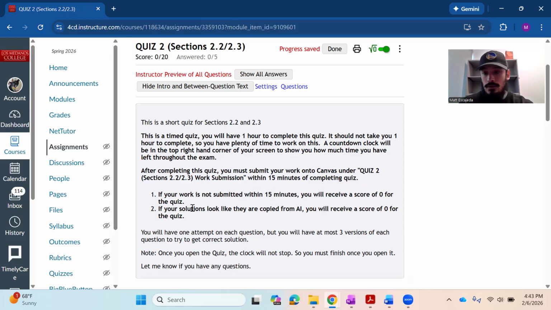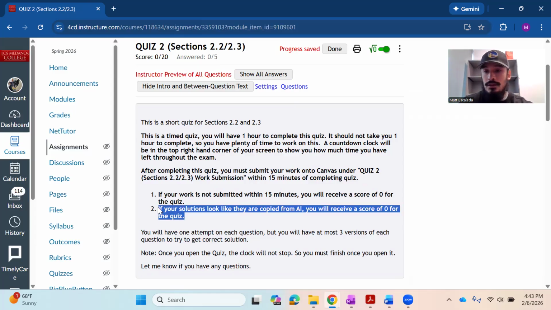That's not a good look. And then, if your solutions look like AI and look nothing like what I'm teaching in this class, I'm going to give it a zero. You could get the question right on the quiz, but if it looks nothing like what I'm teaching in this class and you're using crazy symbols, I'm going to give you a zero. That's how it works.